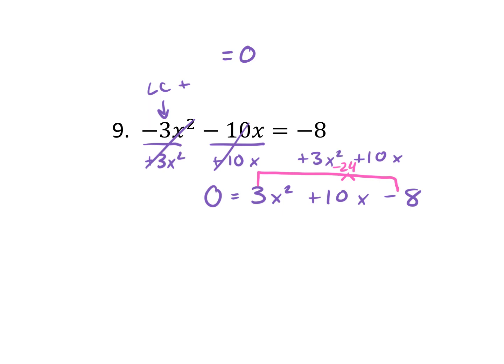And what are 2 factors of negative 24 that add to 10? 6 and 4. Well, it would have to be positive 6 and positive 4 in order to add to 10, but that doesn't multiply to negative 24. Positive 12 and negative 2. Perfect. So we have x plus 12 and x minus 2. What do we have to do next? Divide. A lot of people on the quiz forgot to divide.